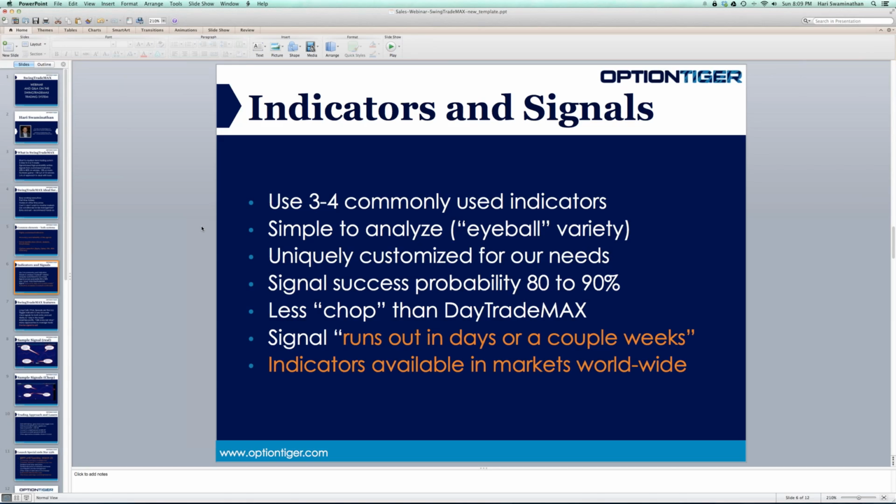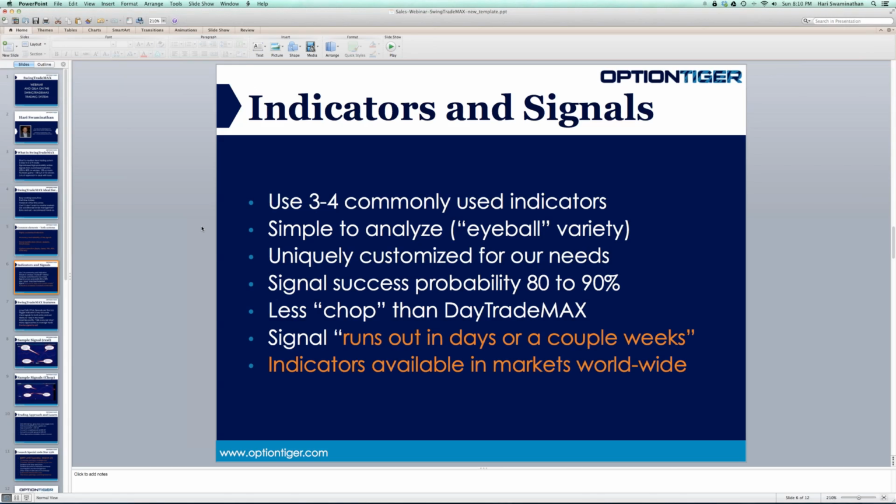The key is that these indicators are uniquely customized for our needs, and for our needs meaning it's a swing trading system. So we want a signal that will last anywhere from a few days to a few weeks, maybe 2 weeks, maybe 3 weeks, something like that. And so these indicators are uniquely customized for that need. And because of this customization, the signal success probability is also around 80 to 90%.